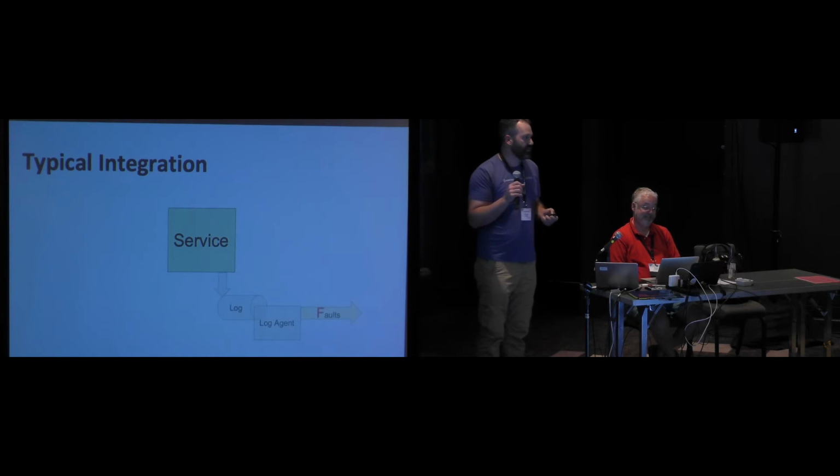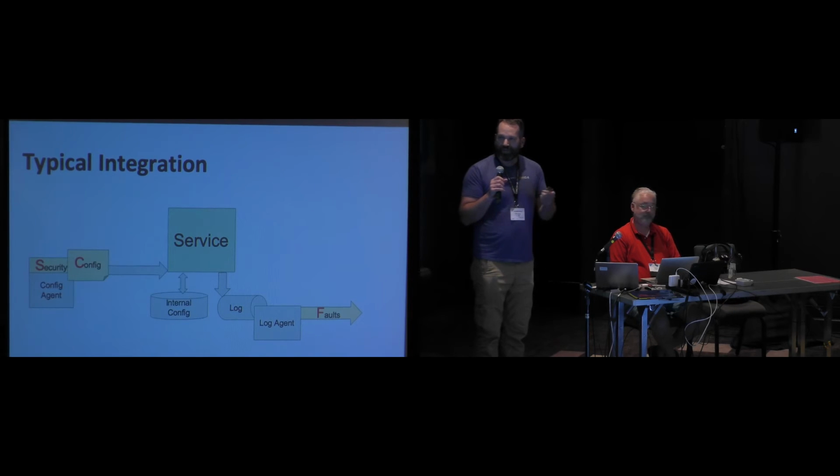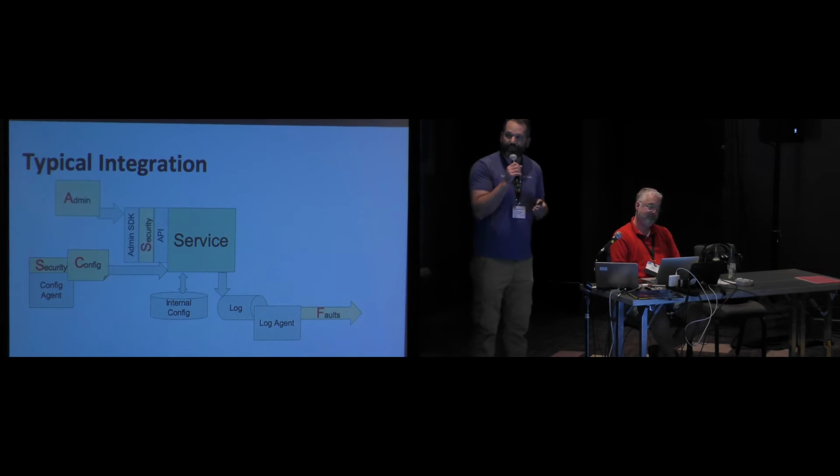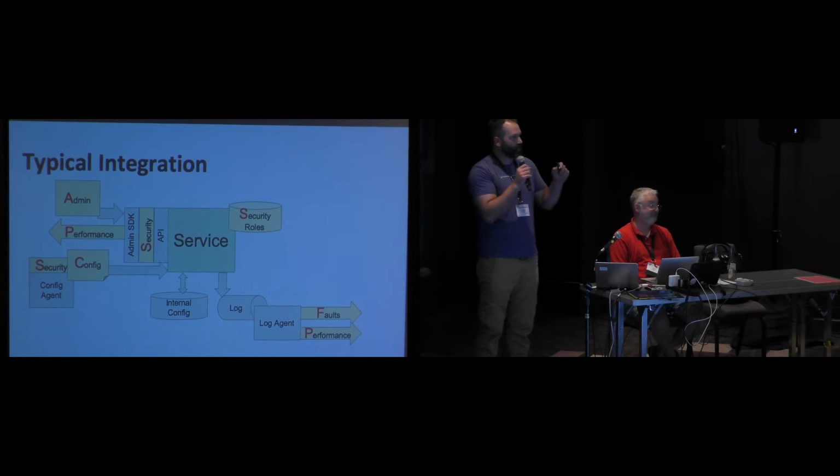For each one of those little boxes, this is what you have to do today. You have to scrape log files to find out if the service is acting incorrectly. You have to write some tool to generate config files, deliver them, and bounce the service. If it has a REST API, you have to integrate with that. You find performance metrics any which way you can. And if it has a security model, you have to somehow integrate with that. Every single service you have to do this with.